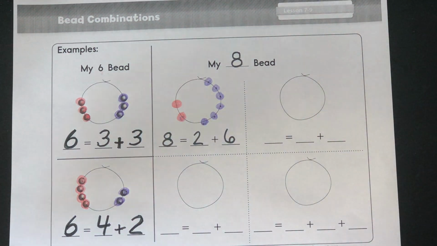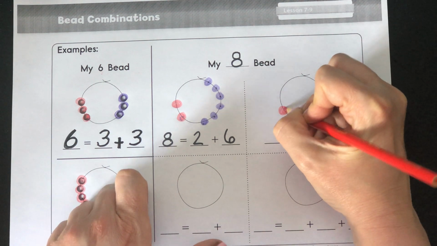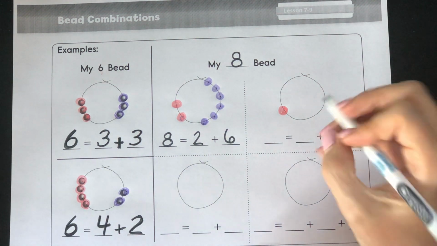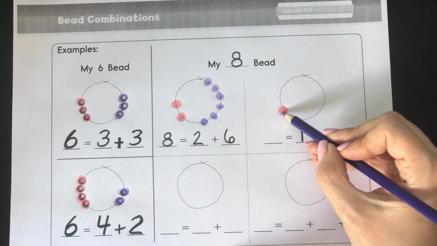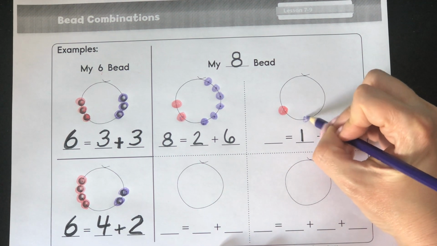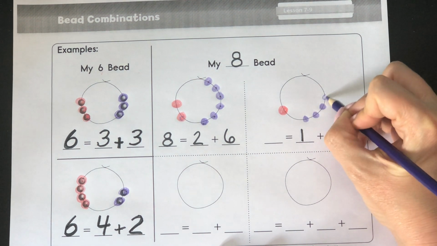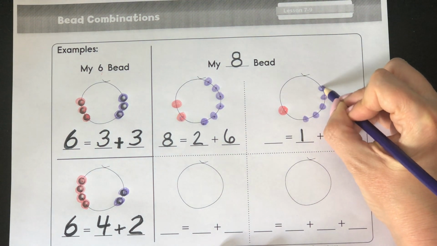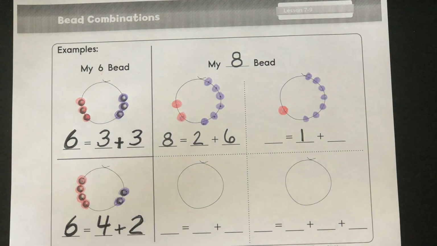Over here, I'm going to show 8 again, but in a different way. Here I used 2 reds. This time I'm going to try 1 red. So I color 1 red bead and I write the number 1. Now I'm going to count up from there until I say the number 8. And I'm going to draw beads as I do it. So we already have 1. Now I'm going to say 2, 3, 4, 5. Keep going. 6, 7, 8.